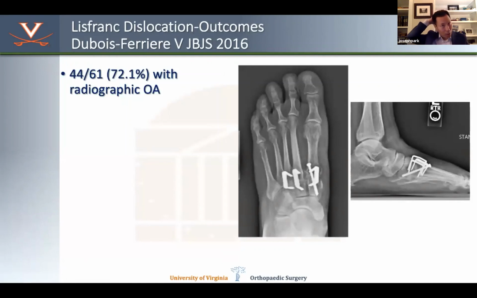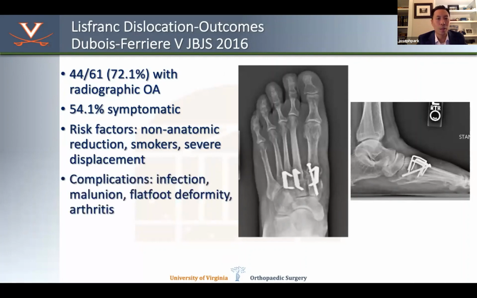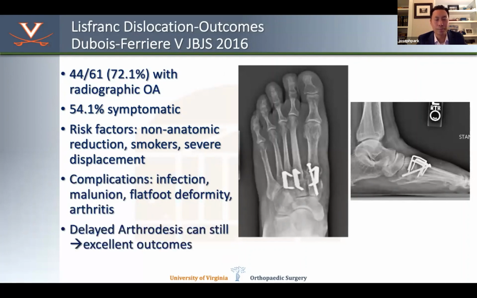So the outcomes in the literature, I think, are pretty sobering, but 44 of 61 who had this injury had radiographic osteoarthritis. 54% of them were symptomatic. Some of the risk factors were non-anatomic reduction, smokers, and severe displacement. And some of the complications that were seen were infection, malunion, flat foot deformity, and arthritis.